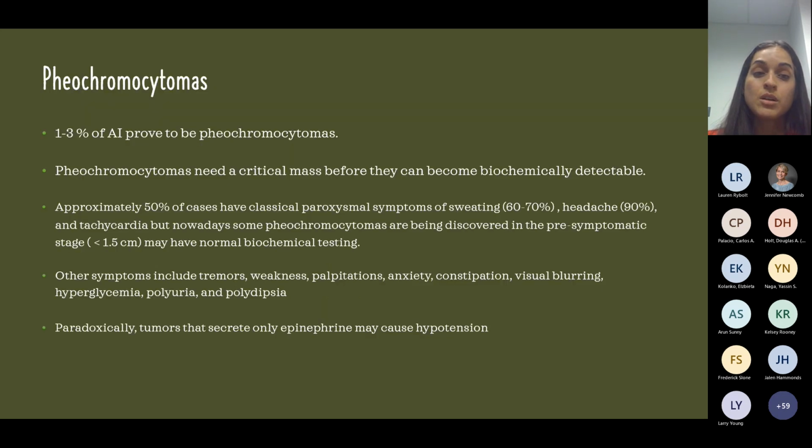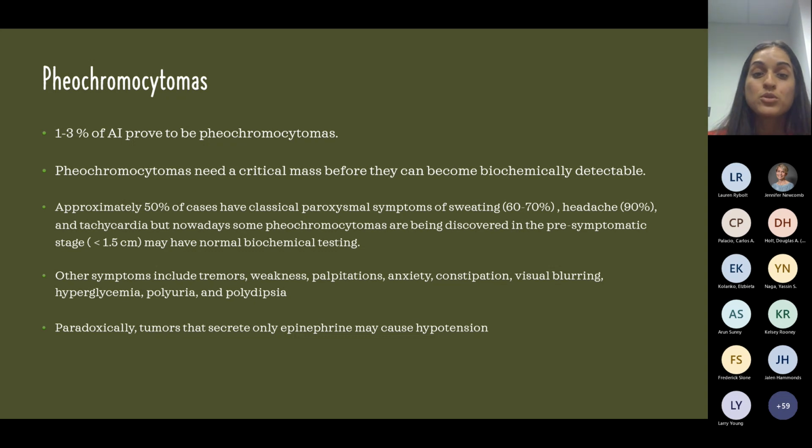So when we are talking about pheochromocytomas and adrenal incidentalomas, they represent around 1 to 3% of the adrenal incidentalomas. For patients who are going to be very symptomatic, typically these are the patients who have a very large mass, as for example the patient that I presented. Around 50% of the cases are going to have the symptoms that we know about, the paroxysmal symptoms: the sweating, the headaches, the tachycardia. But what happens nowadays?